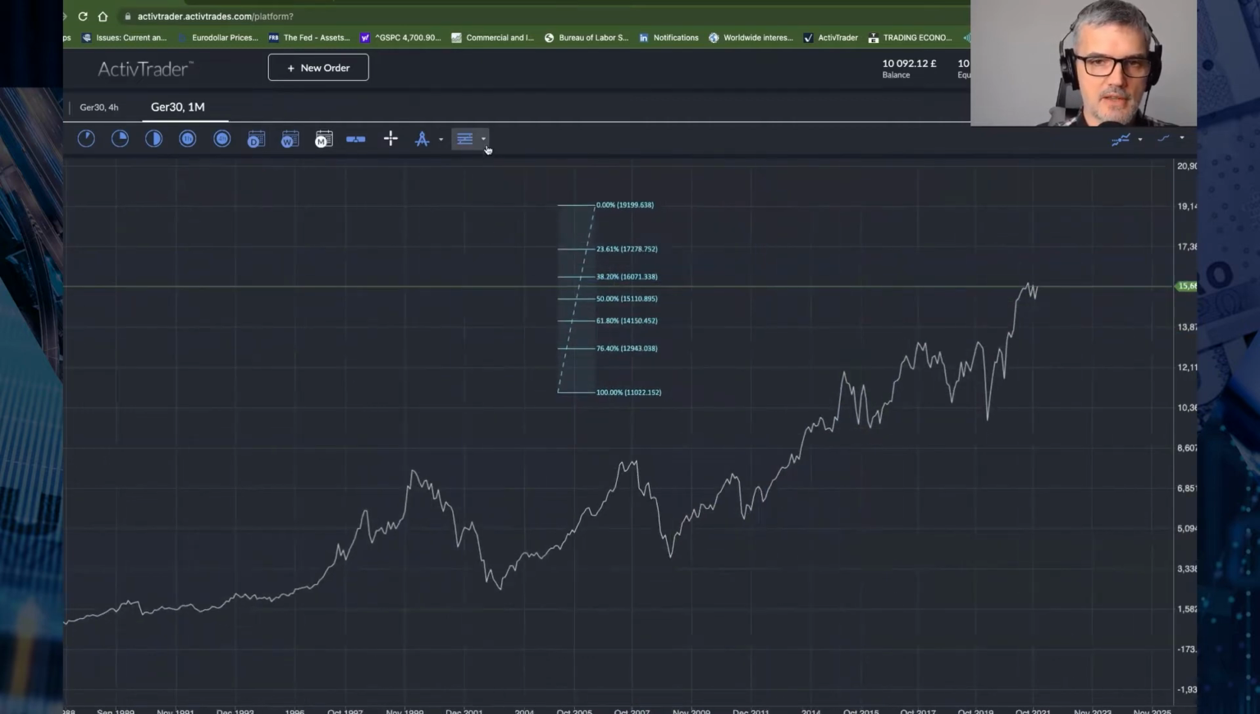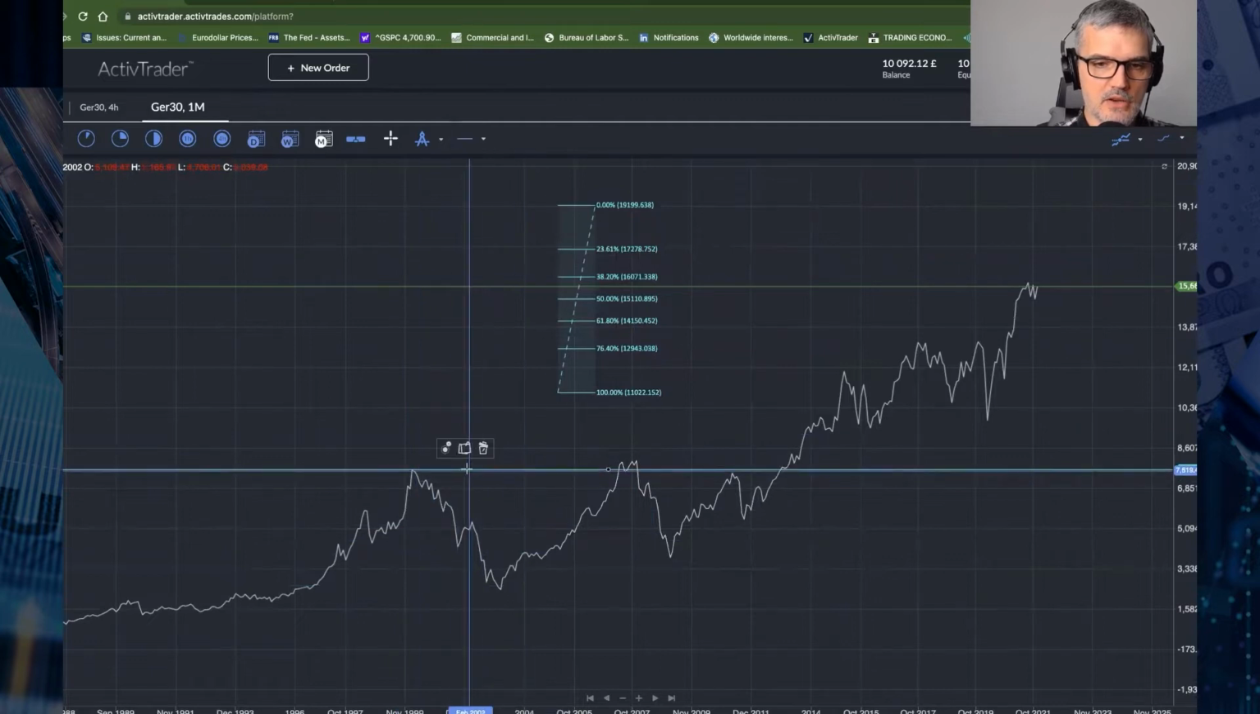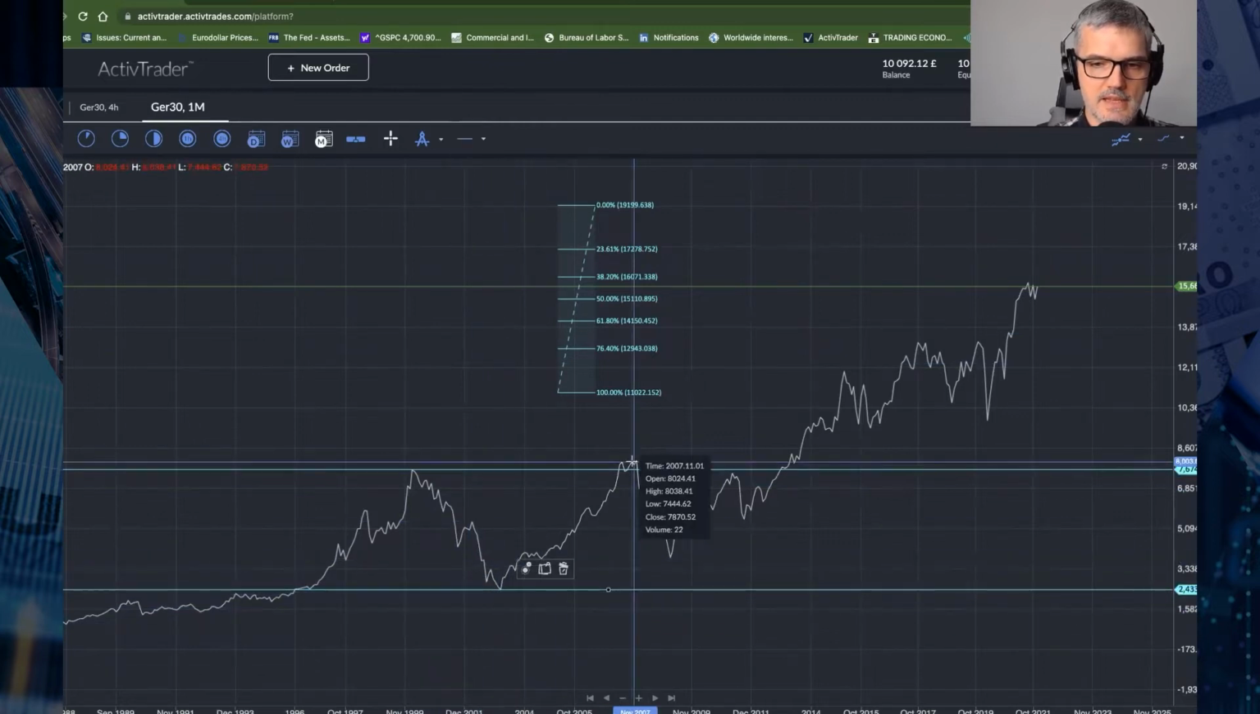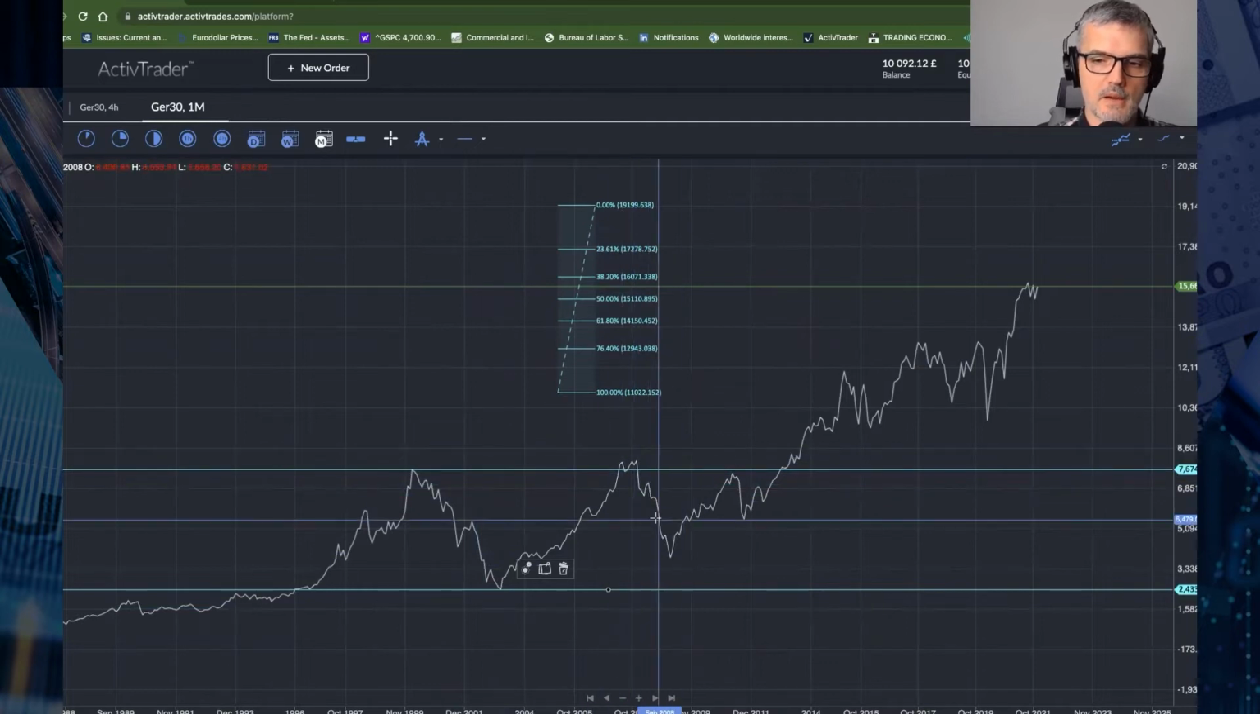So I'm just going to demonstrate that with a trading range that broke out. So we had a swing high over here for January 2000, all the way down to 2003, swing low. And you can see here we had a breakout and then a pullback.